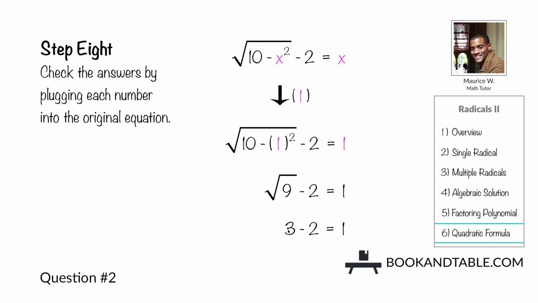Now let's check positive 1. 10 minus 1 squared is 10 minus 1, which is 9. The square root of 9 is 3. 3 minus 2 is positive 1. So we get 1 is equal to 1, which proves x does equal positive 1. So the answer to question number 2 is x is equal to 1.